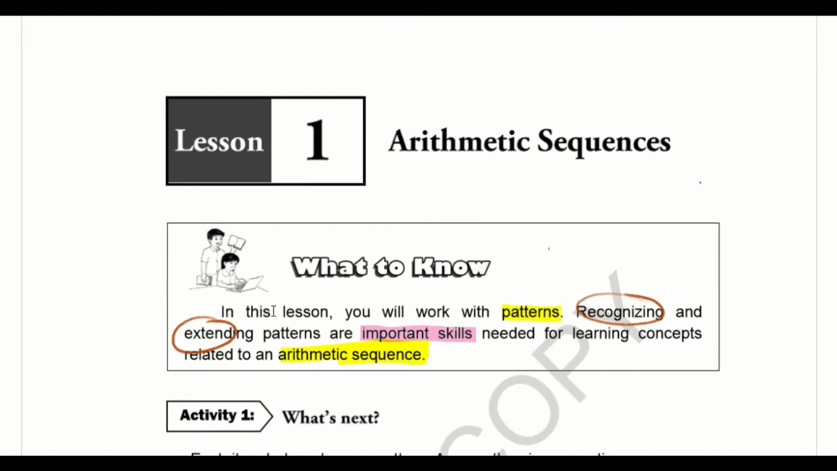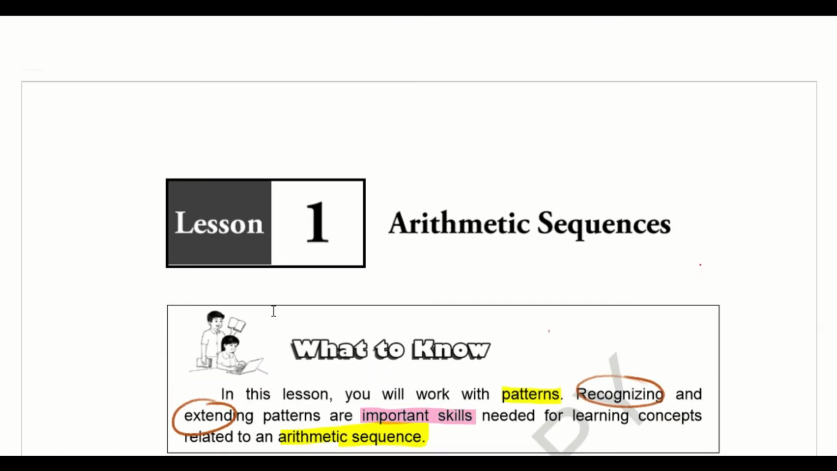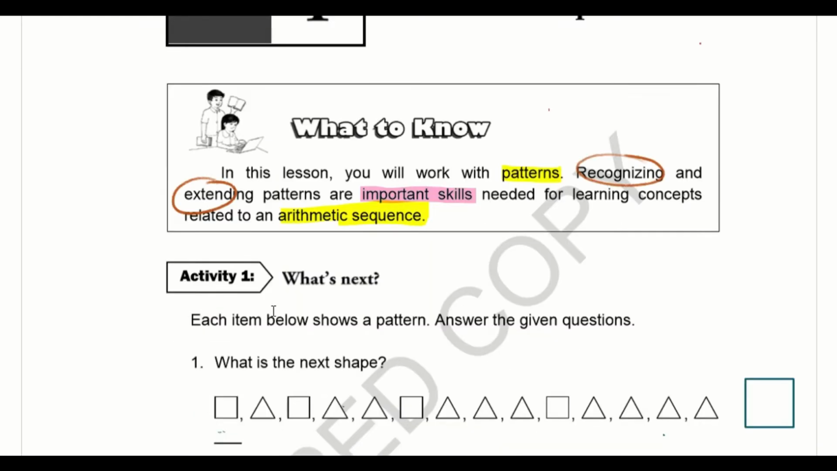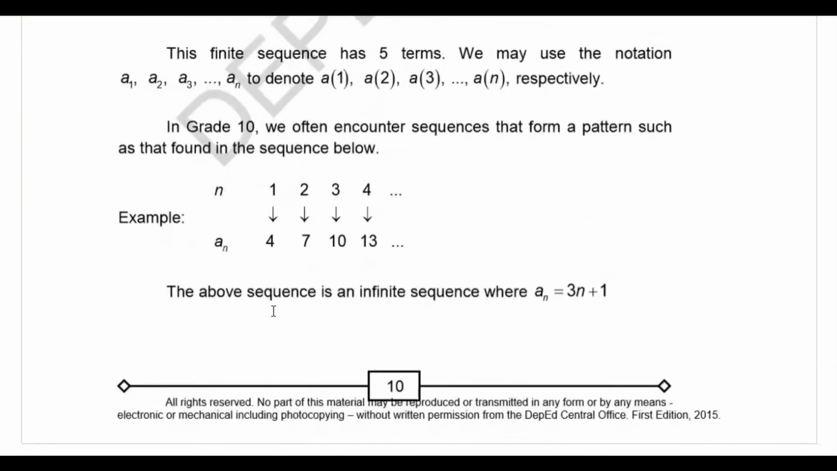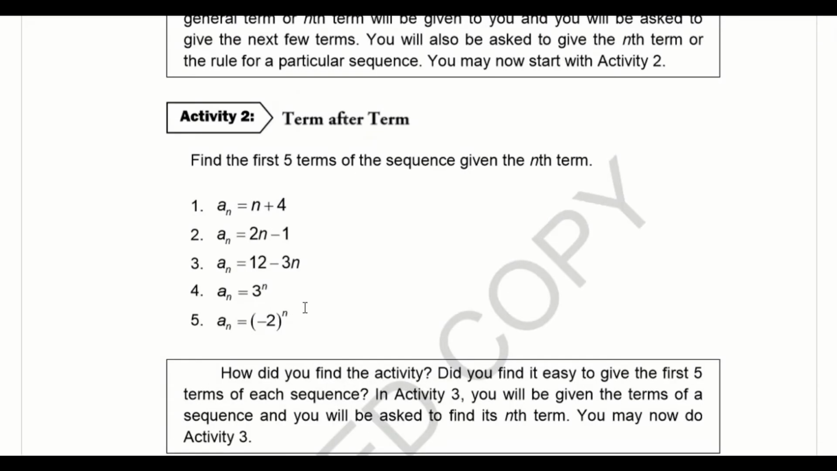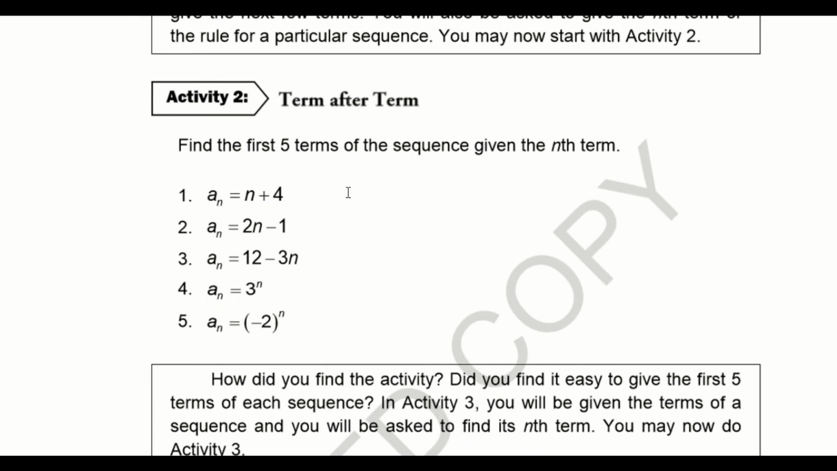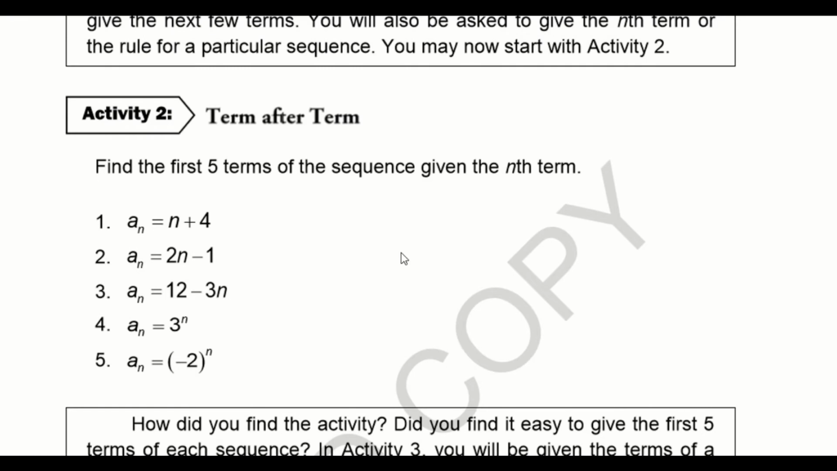In this video, we continue our solving for the activities in a Grade 10 Mathematics Learners Material, Unit 1, Module 1, Lesson 1 on Arithmetic Sequences. We are now on Activity 2. In this activity, a general term or nth term will be given to you, and you will be asked to give the next few terms. Activity 2 is entitled Term After Term.